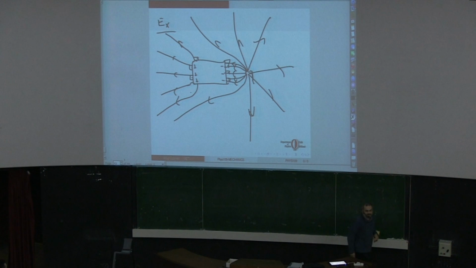The shape doesn't really change. If you replace all positive charges by negative charges, the only difference is that the direction of these arrows will be different.